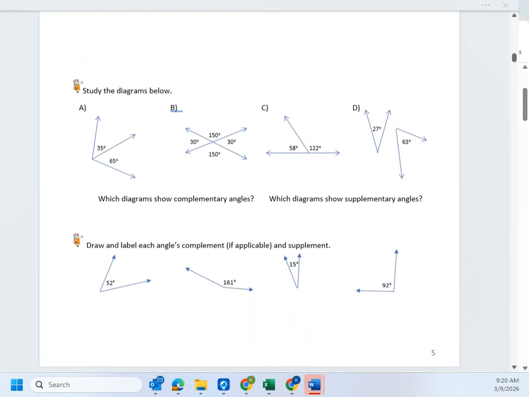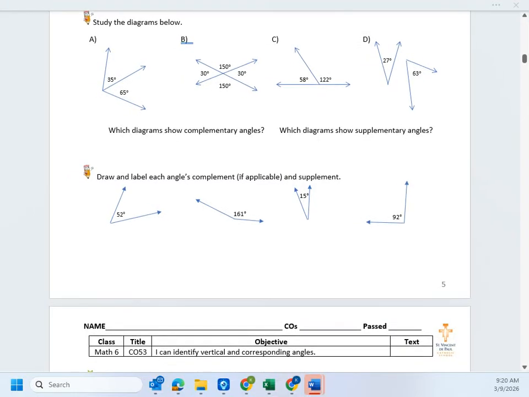So, you are going to decide which of these groupings of angles show complementary angles and which ones show supplementary angles. There could be one answer, there could be multiple answers for complementary and for supplementary. So you're gonna look at A, B, C, and D. What do you think we need to do to figure out if they're complementary or supplementary?